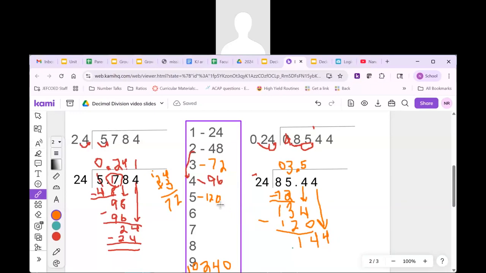So I don't have a 144, but I do know that if I add a group of 24 to 120, I'm going to be at 140 something, and it's going to be 144. So it must end in a 6, right? Okay. 6 times 24 is 144. Subtract, and I will have 0. And that means my problem is over, and the answer is 3 and 5600, right?